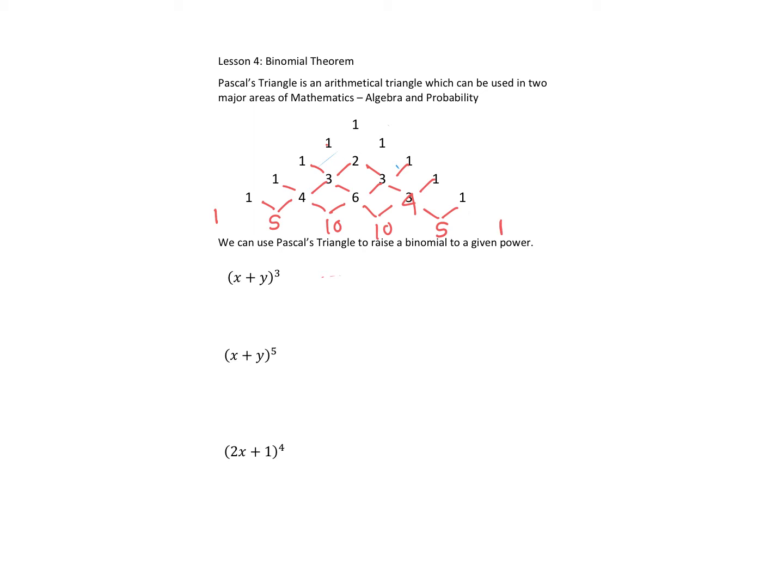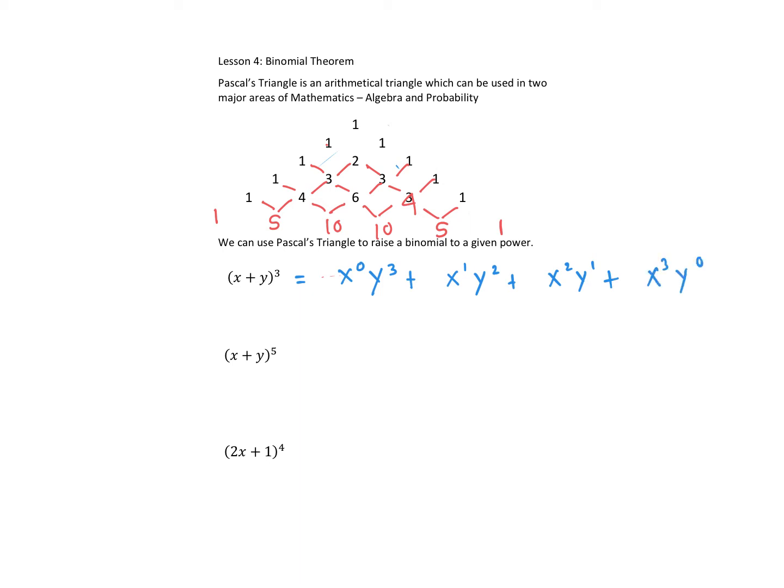So the pattern is the x variables are going to start with the lowest number being 0, and the y variable will start with the highest number being 3 because it's power 3. So x starts at 0, y starts at 3. x is going to go up 1, so 0 goes to 1, and y is going to go down 1, so 3 goes to 2. x is going to go up 1 to 2, y is going to go down 1 to 1, x is going to go up 1 to 3, y is going to go down 1 to 0.